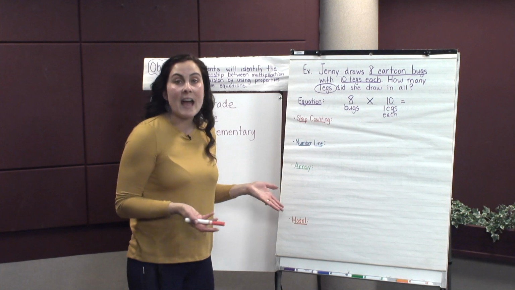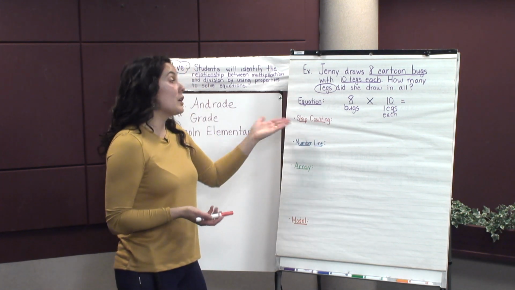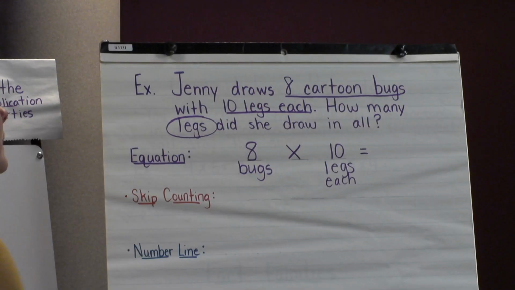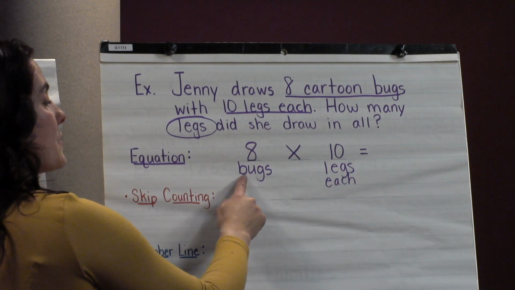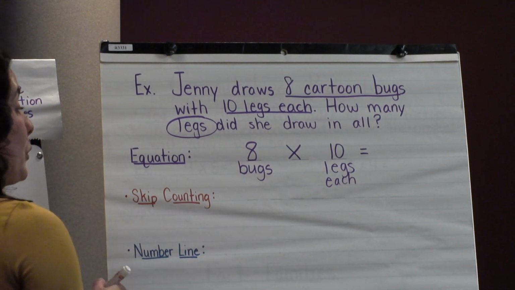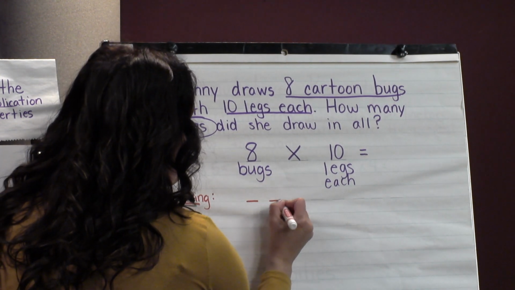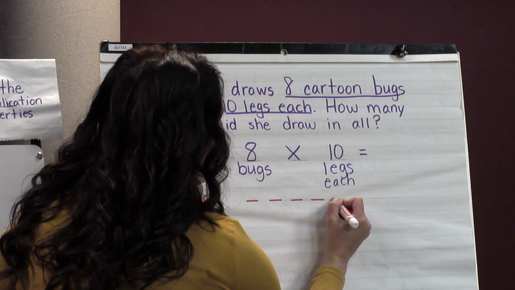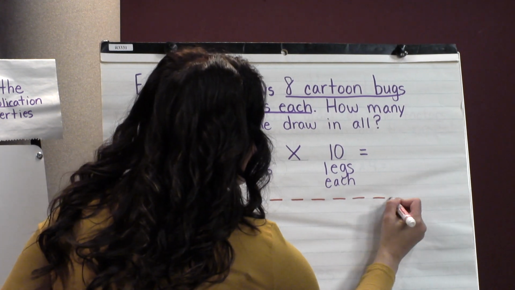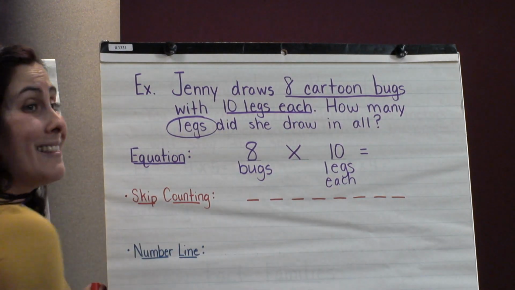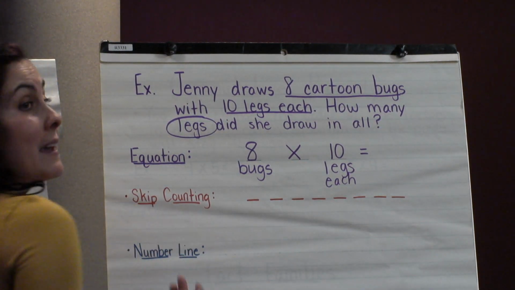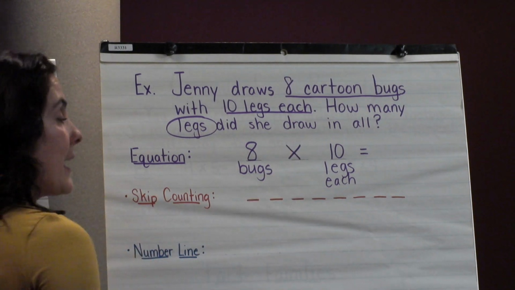There's lots of strategies that you can use. We can use skip counting. These are 8 bugs, so there are going to be 8 groups that we're going to be counting. We're going to have 8 groups, 3, 4, 5, 6, 7, 8, and there are 10 legs in each. So I'm going to be counting, boys and girls, by 10.